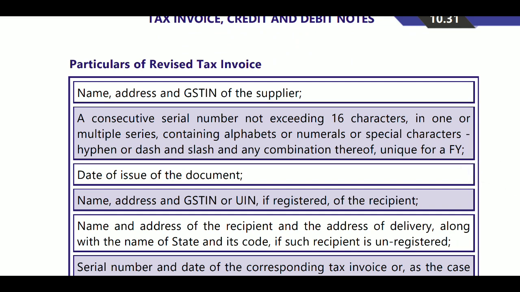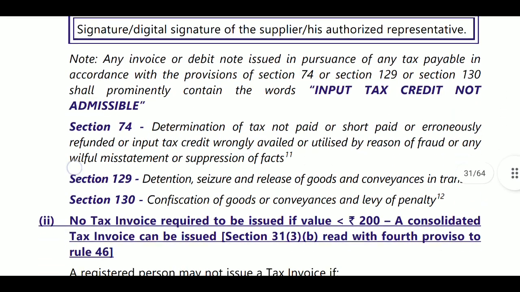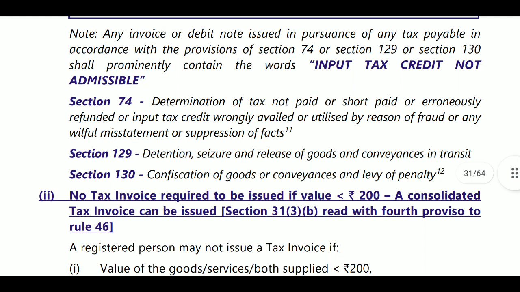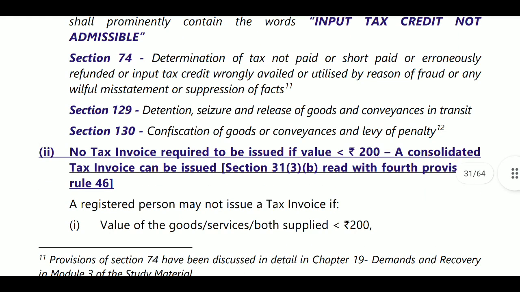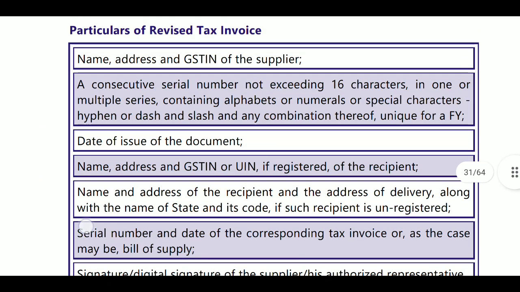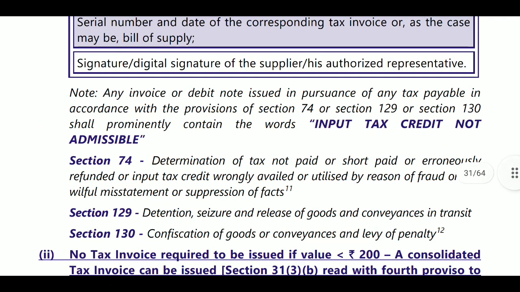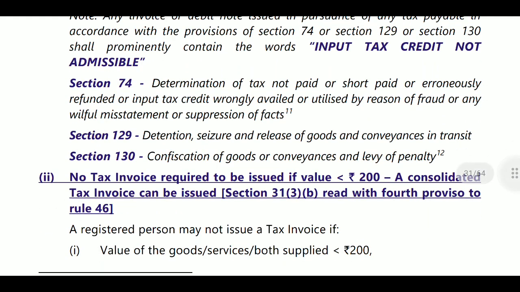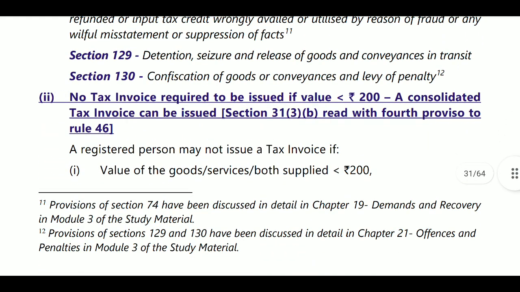What are the tax invoice particulars? It is the same as the normal invoice only. There is not that much additional information. Next, where consolidated tax invoices, section 74, section 129, 130, those are related to other sections. We will discuss those in those chapters. Here, what is included, what is consolidated in the consolidated information.